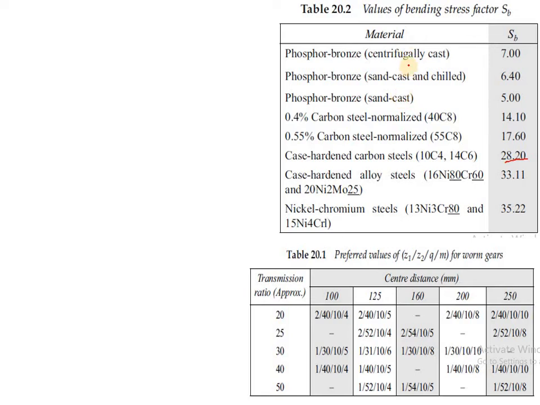Similarly, for the worm wheel, it is phosphorus bronze, and based on the manufacturing process used to make it, the wheel is classified as centrifugally cast, sand cast, and sealed sand cast. You have already learned this process in manufacturing processes. Based on that, you select the SB value. SB is basically the stress factor, which depends on the material, so you can remember it that way. Next, you have to find the module.